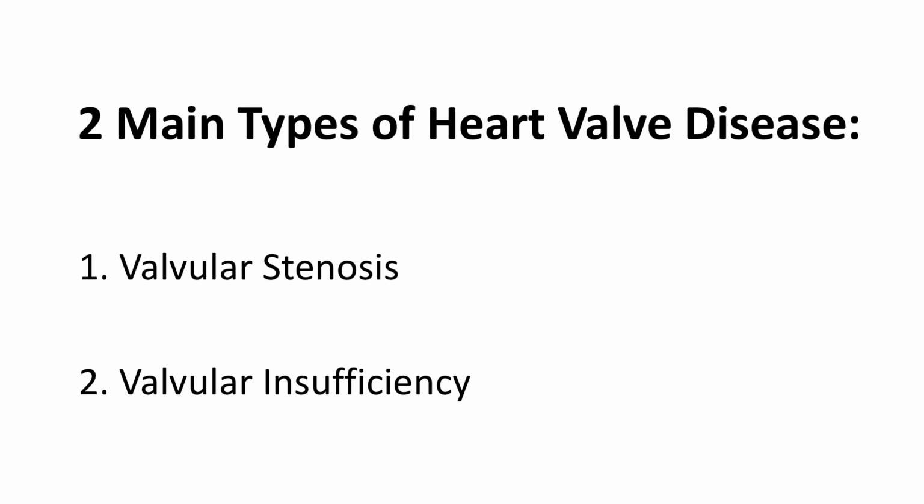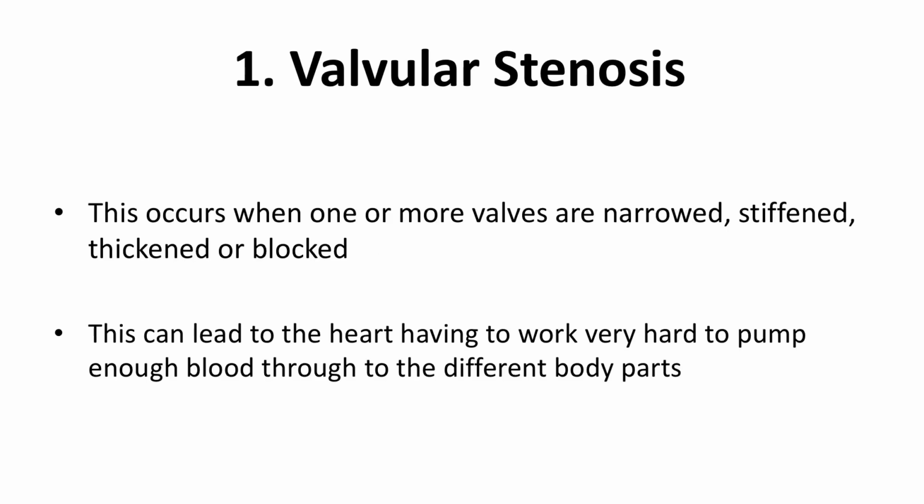There are two main types of heart valve disease. 1. Valvular stenosis, and 2. Valvular insufficiency. Valvular stenosis occurs when one or more valves are narrowed, stiffened, thickened, or blocked. This can lead to the heart having to work very hard to pump enough blood through to the different body parts. All 4 of the heart valves can develop stenosis.